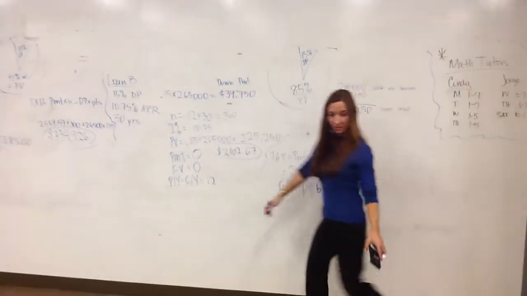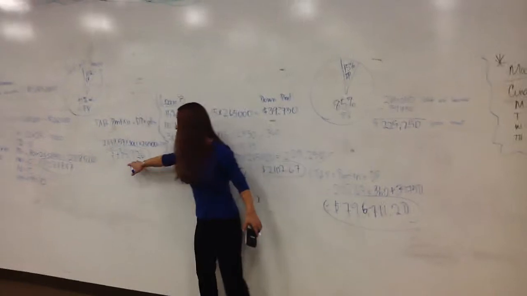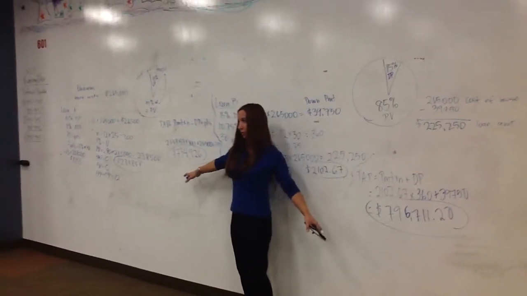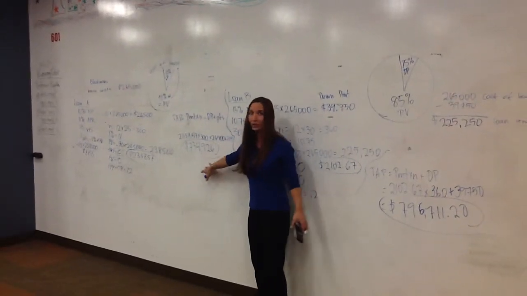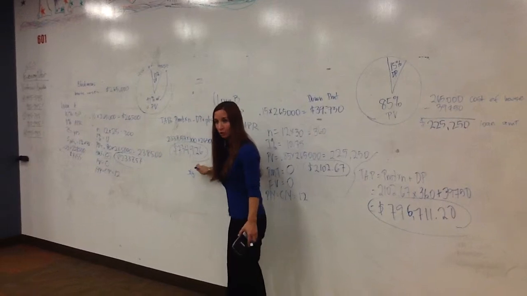So, if the Blackmans have a choice of paying $796,000 something dollars or $734,000 something dollars, which one do you think that they would choose? The lower one, right? So in this case, the Blackmans should choose loan A.